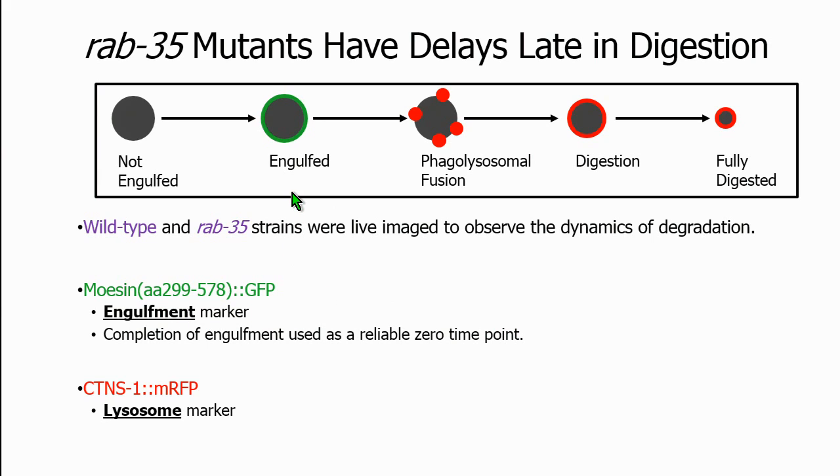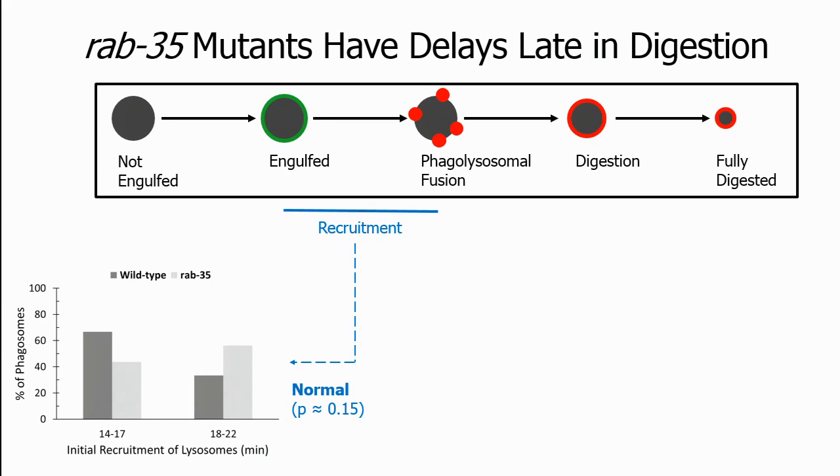So we basically use this as a 0 time point at the end of engulfment, just so we can compare embryos. In addition, we use CTNS-1::mRFP, which is our lysosome marker. So first, we decided to look at the timing of recruitment, which is the time between the end of engulfment and when lysosomes are recruited to the phagosome.